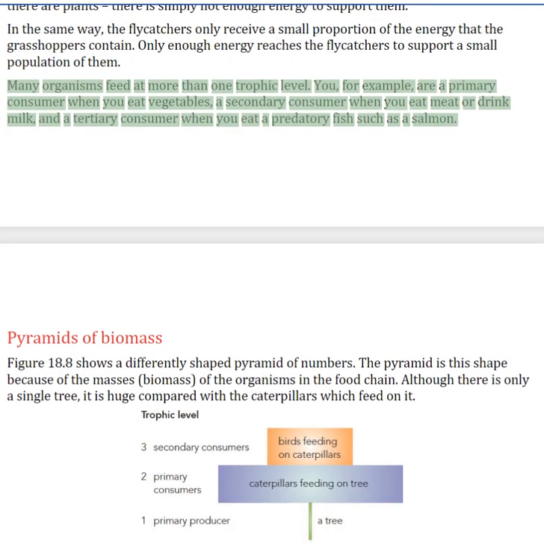Many organisms feed at more than one trophic level. You, for example, are a primary consumer when you eat vegetables, a secondary consumer when you eat meat or drink milk, and a tertiary consumer when you eat a predatory fish such as a salmon.